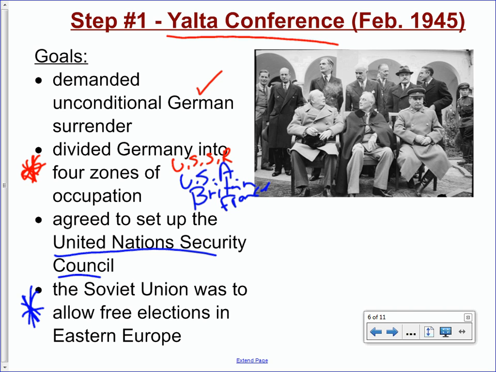When the Soviet Union took over all those Eastern European countries, at this conference, Joseph Stalin agreed to allow free elections after the war was over. So the Allies leave the Yalta Conference content, happy that those countries are going to become free again. If we look over here at our map, this is Stalin, the dictator of the Soviet Union. This is FDR. He's actually going to pass away a couple months after this. And this is Prime Minister Winston Churchill. So the Big Three meeting at Yalta. That's step one.